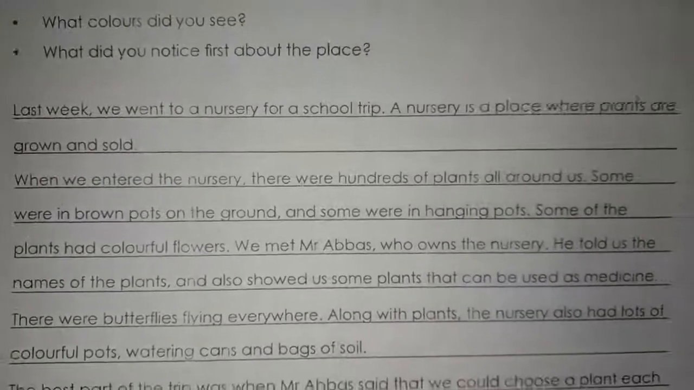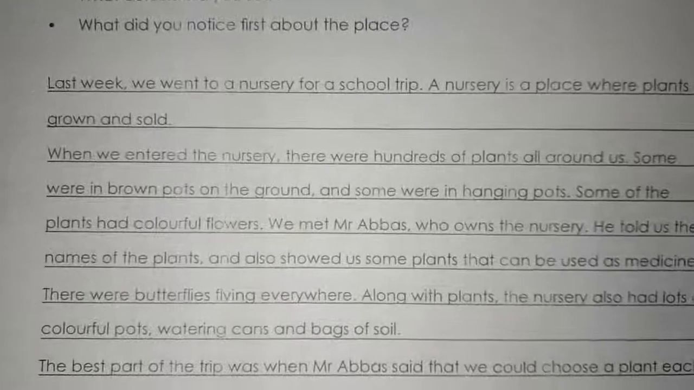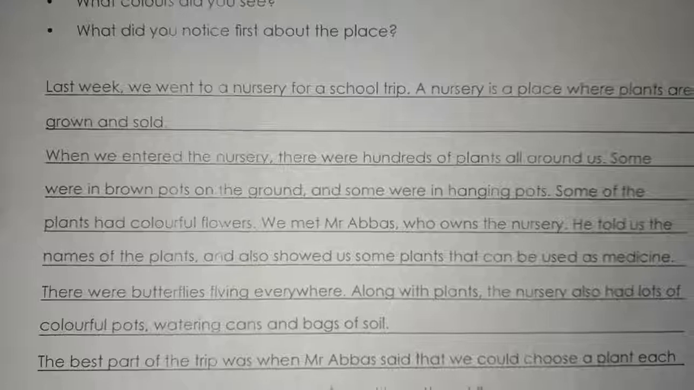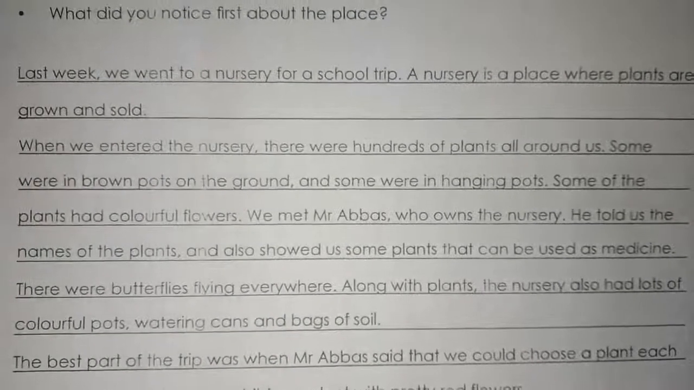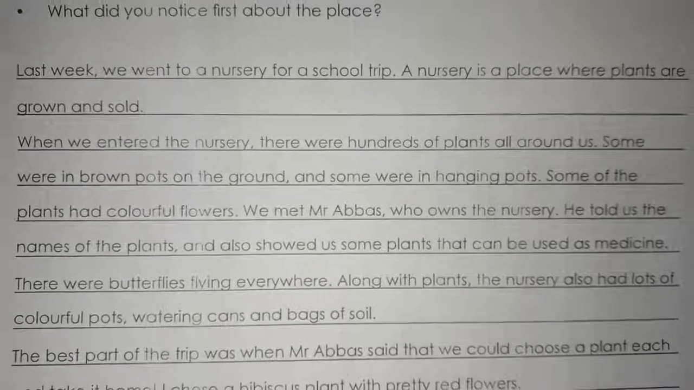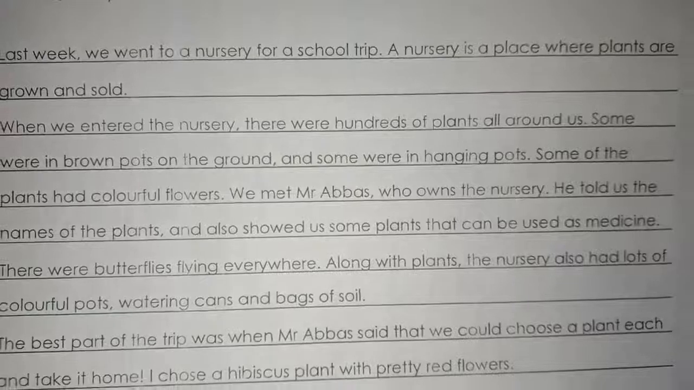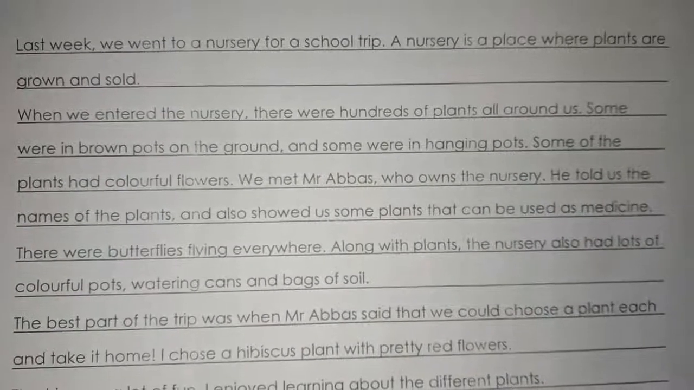See, children, exercise 5. Last week, we went to a nursery for a school trip. A nursery is a place where plants are grown and sold. When we entered the nursery, there were hundreds of plants all around us. Some were in brown pots on the ground and some were in hanging pots. Some of the plants had colorful flowers. We met Mr. Abbas, who owns the nursery. He told us the names of the plants and also showed us some plants that can be used as medicines.